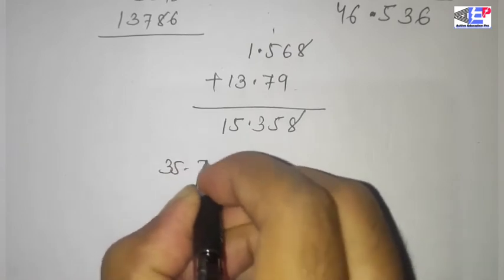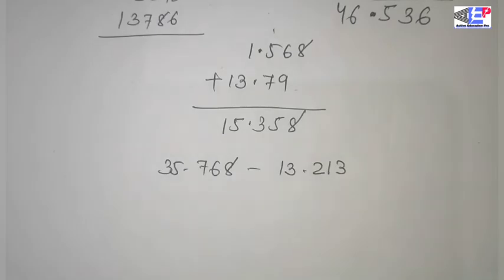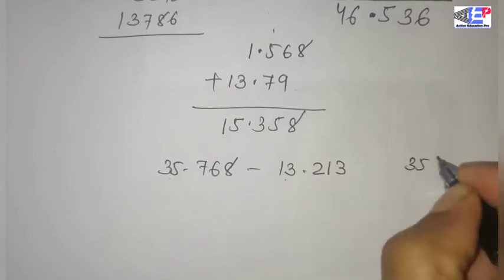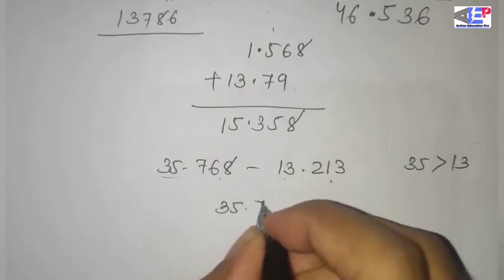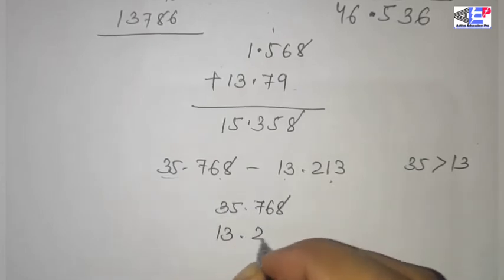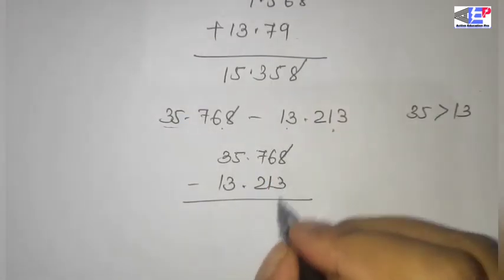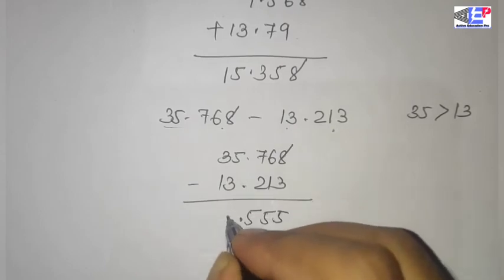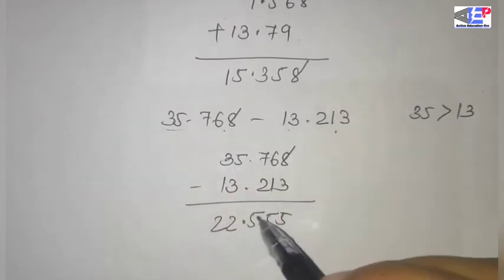Suppose 35.768 minus 13.213. Here the whole number part is 35 and here the whole number is 13. So 35 is greater than 13, so this number is greater than this number. So now write it down vertically. Now subtract it. 8 minus 3 is 5, 6 minus 1 is 5, 7 minus 2 is 5, 5 minus 3 is 2, 3 minus 1 is 2. 22.555. Okay, the subtraction result of these numbers is 22.555.